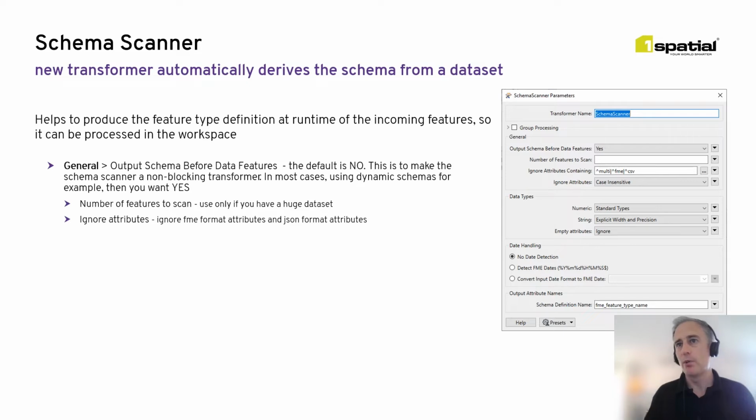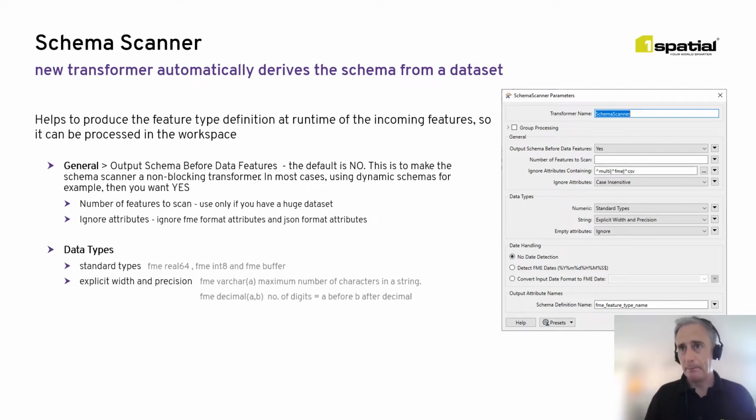You'll probably only want to alter the number of features to scan if it's a really large data set, otherwise scan everything. And for the ignore attributes, we typically leave that as the default so that we ignore FME format attributes, JSON, CSV, others. If you want to change that, I'd recommend reading the help.